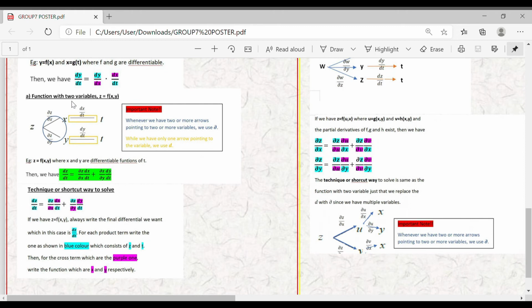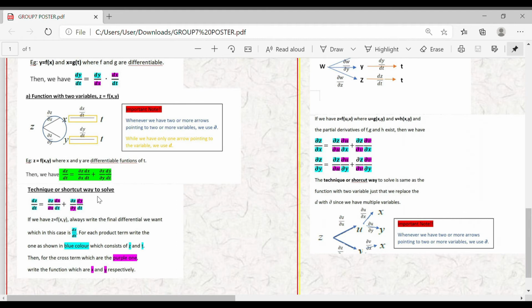So for part A, function with two variables, from the diagram we can observe that whenever we have two or more arrows pointing to two or more variables, we use delta. When we have only one arrow pointing to the variable, we use d. For example, z equals f(x, y), where x and y are differentiable functions of t, then we have dz/dt equals ∂z/∂x multiplied by dx/dt plus ∂z/∂y multiplied by dy/dt.